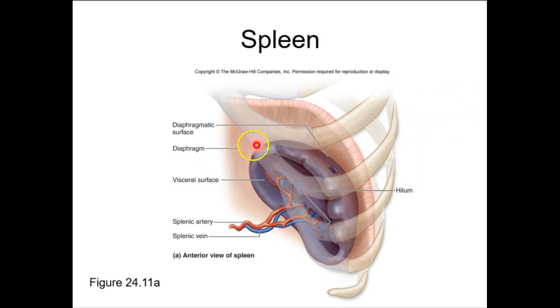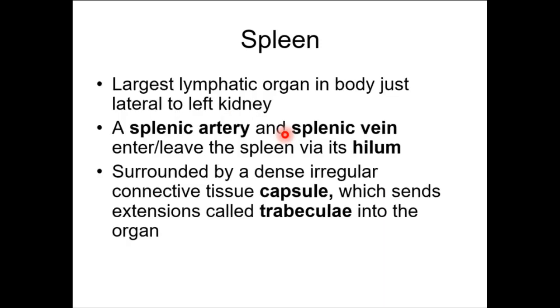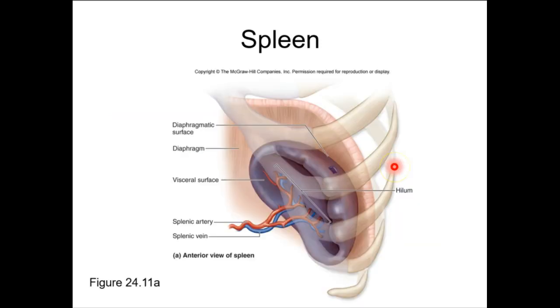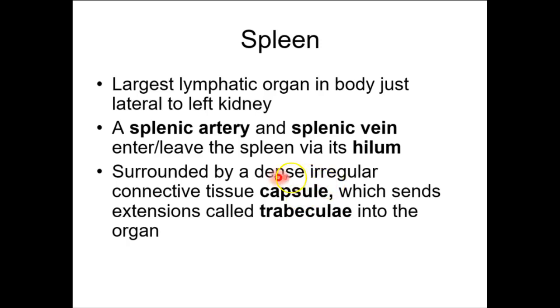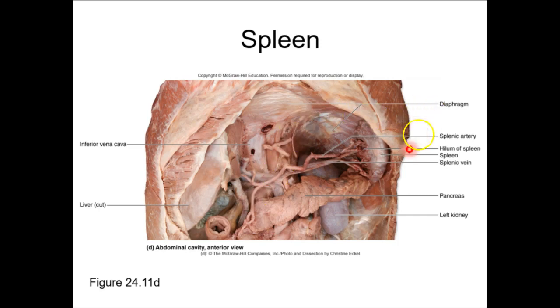The position of the spleen, it's nestled up under the respiratory diaphragm, somewhat protected by the rib cage, especially during passive exhalation. And you have a splenic artery and a splenic vein, and this one has a hilum as well, where that artery and vein enter that organ. It is another encapsulated organ. It also has trabeculae.